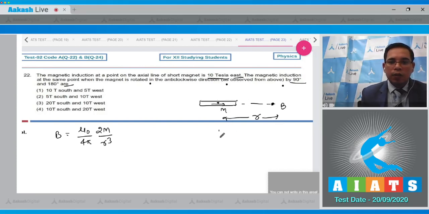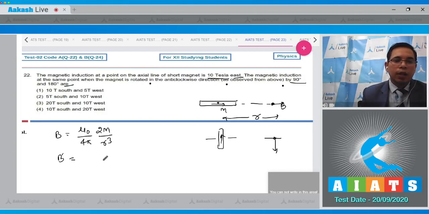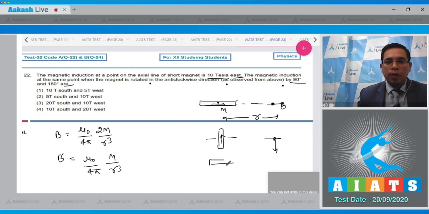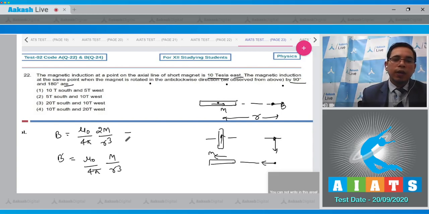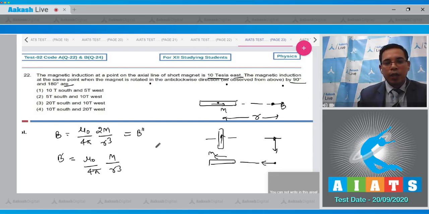Now if in the second situation it is rotated anticlockwise, that means this is the m vector, and at this time the magnetic field will be in this direction. Here the magnitude will be given as B dash, that is equal to mu naught upon 4 pi times m upon r cube. Now in the next situation, the magnetic moment is in this direction, that means rotated by 180 degree, and at that position the magnetic field will be in this direction and its magnitude is given as this. Hence B double dash is the same as the initial condition, but the direction is reversed.